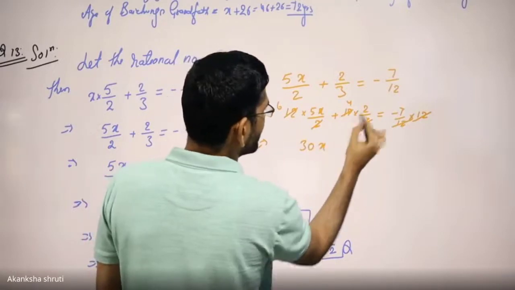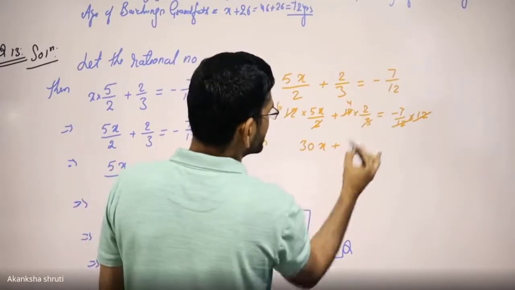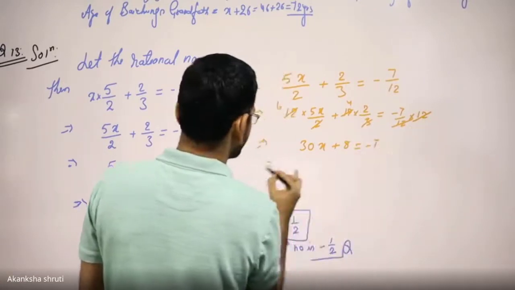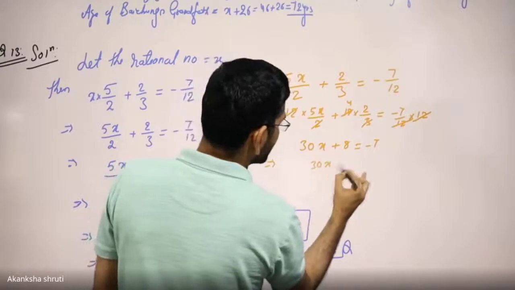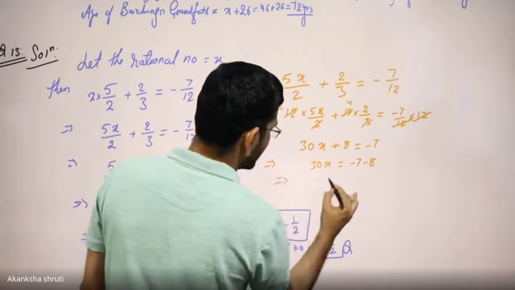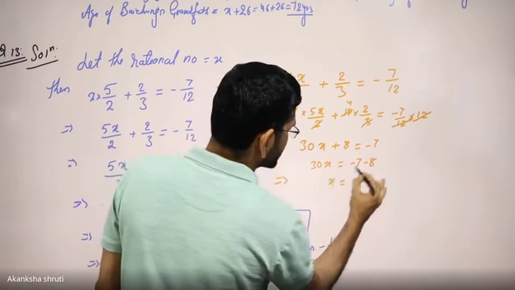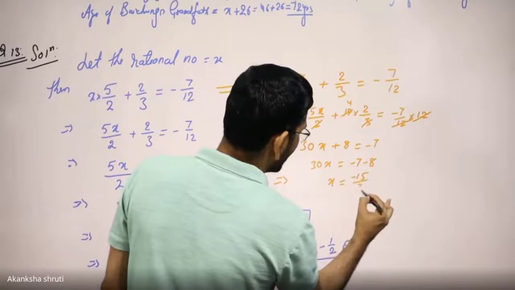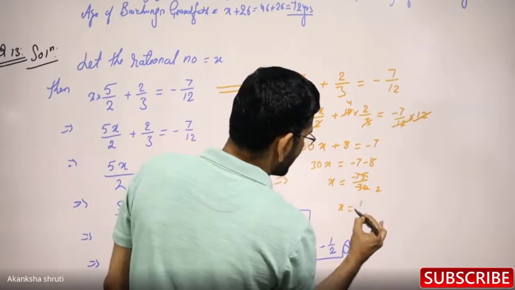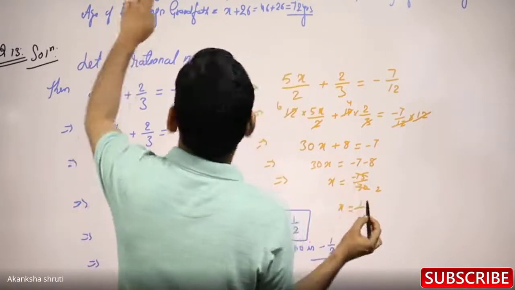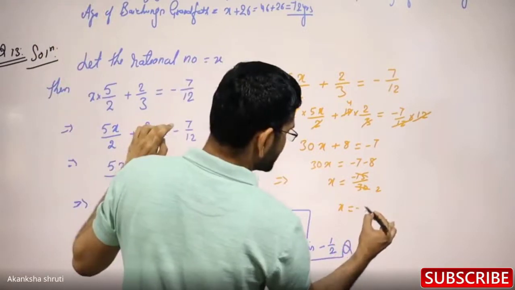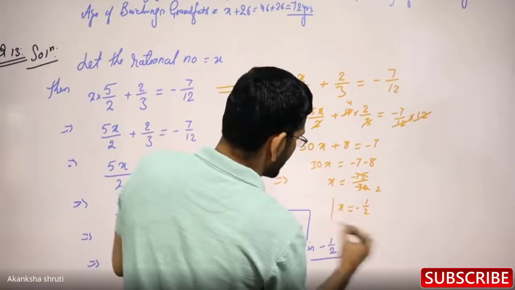So this is 6 5s are 30X plus 4 2s are 8 is equal to minus 7. Here 30X, and on the right hand side it is minus 7 minus 8. So X is equal to minus 15 by 30, which gets cancelled. So X obtained is minus 1 by 2. We are getting the same result, minus 1 by 2.